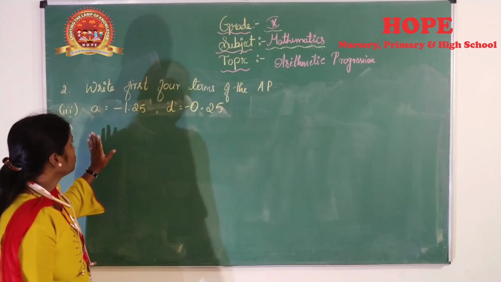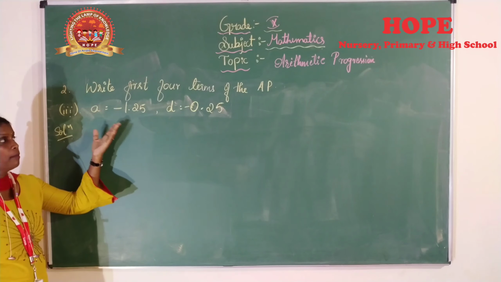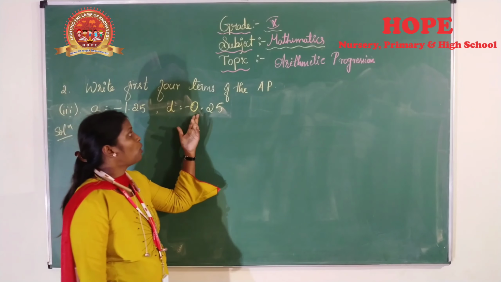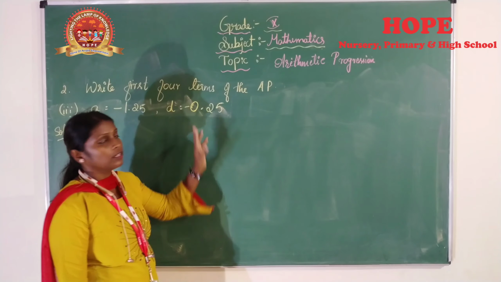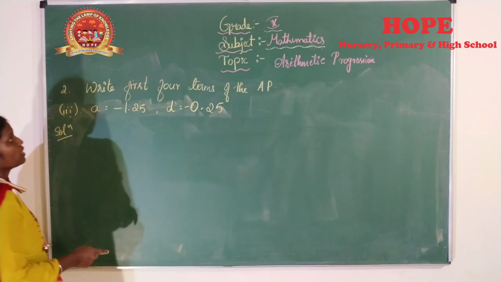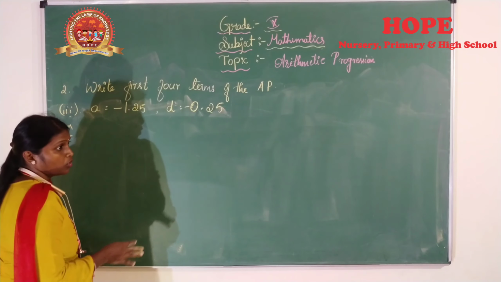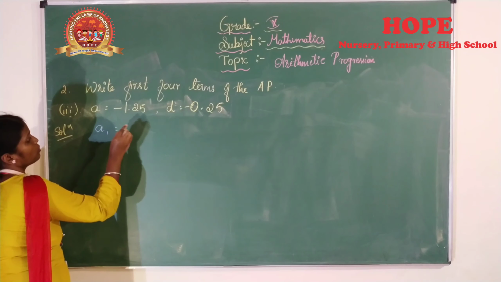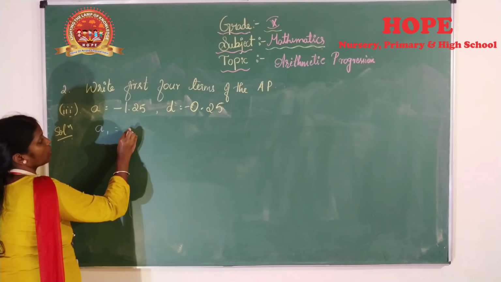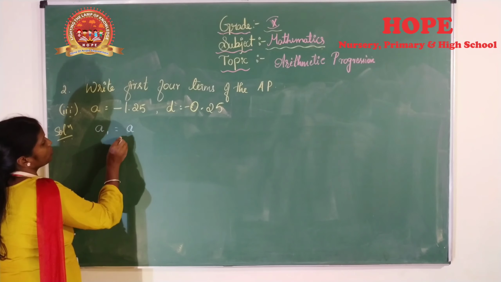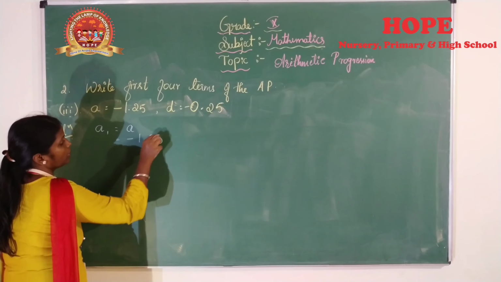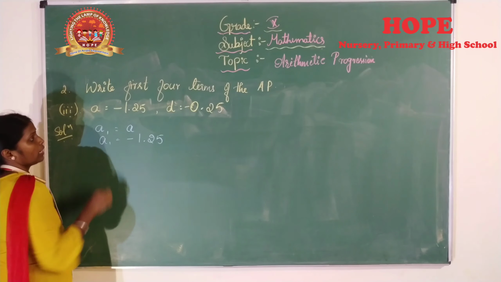Okay. The third question is A equals minus 1.25 and D is minus 0.25. So for this also we have to find out the first 4 terms. To find out the first 4 terms, the same way. A1 is equal to what? A. Okay. So which is equal to minus 1.25. This is the value of A1.